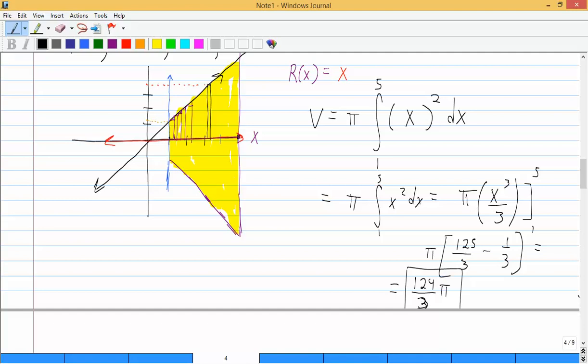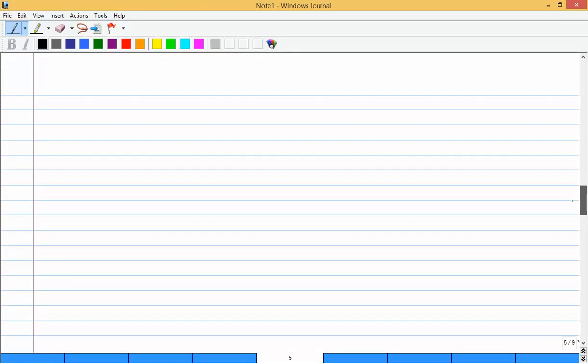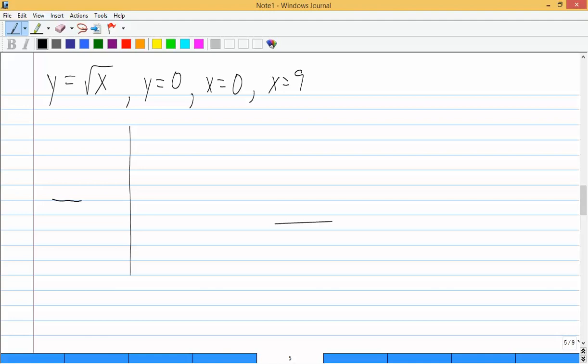All right, let's look at the next problem. The directions are the same. We have the graphs y equals the square root of x, y equals 0, x equals 0, x equals 9. All right, so let's do a rough sketch here. I'm going to have to go all the way out to x equals 9.